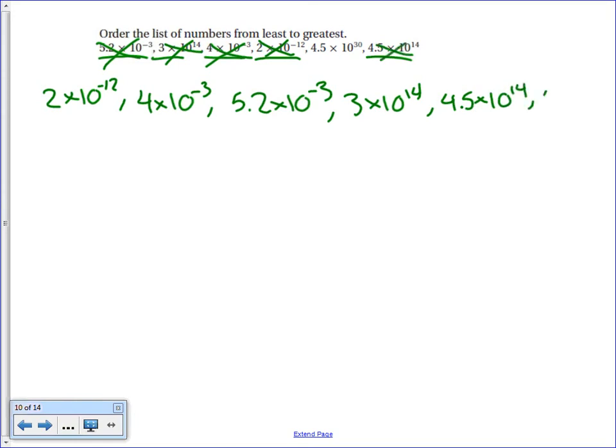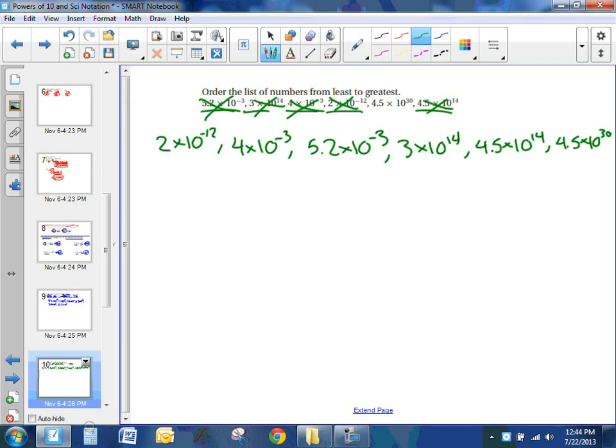And then finally, 4.5 times 10 to the 30th will be my biggest number out of the 6.